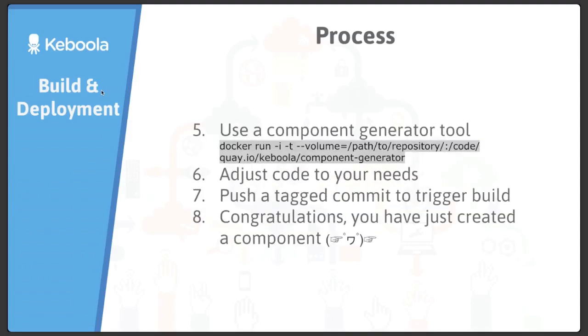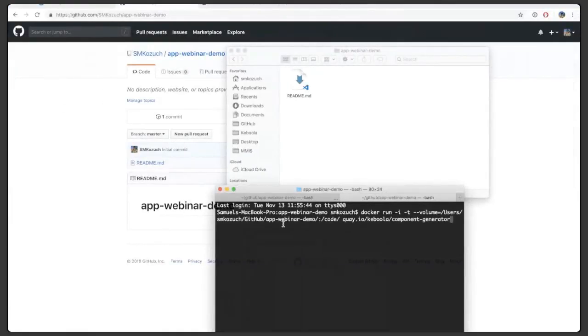So let's move on. To create a component structure, we'll use a component generator tool with the below command. The command will create all the necessary files needed for deployment. So let's just switch to our terminal now. As you can see, I have a docker run command here, which will mount the volume, more specifically the folder where my GitHub repository is located, and it will use this image to build a file. So let's just press enter now.